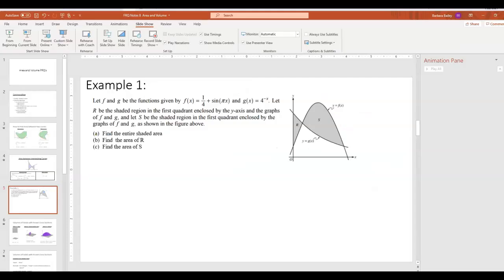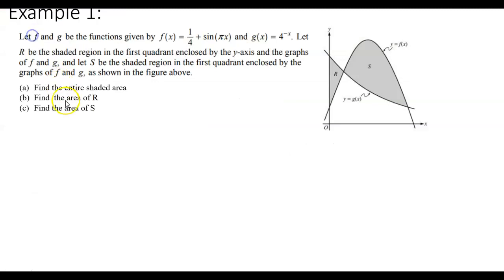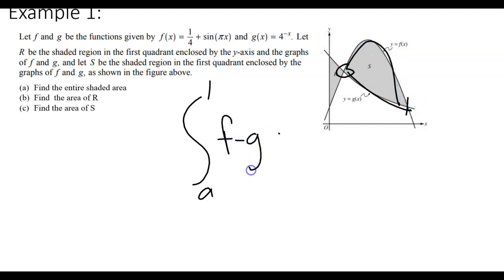Now, as for the last question here on this worksheet, for area, or part C, it says find the area of S. That one's really going to be quite the same. I'm not going to calculate this one, but for this one, you're going to start at A. You're going to end at where they cross, which we said earlier was 1. And for this one, F is on top and G is on the bottom, so we would do F minus G. Okay, now I'm not going to put it in my calculator just to save time on the video, but that's how you would at least set it up.